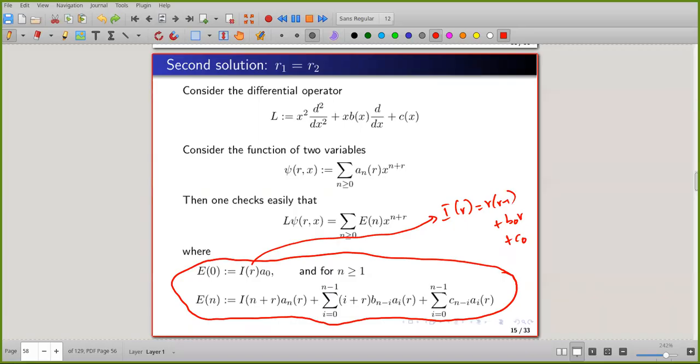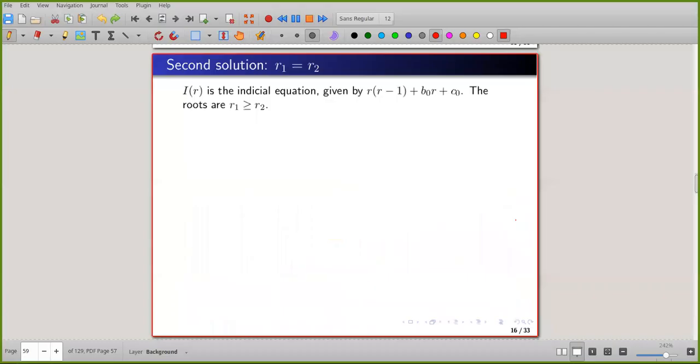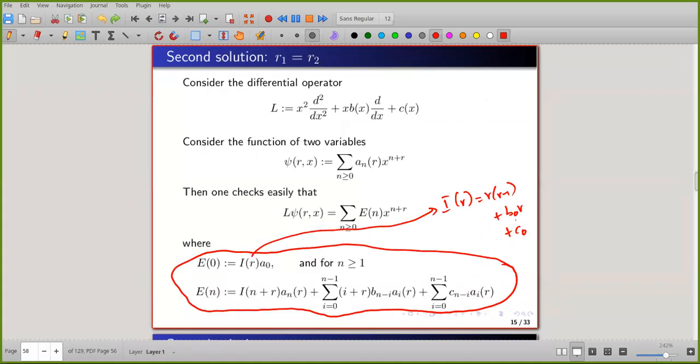And now, I have already written this. I(r) is the indicial equation given by r into r minus 1 plus b0 r plus c0. The roots are r1 greater than or equal to r2. This sentence is not so important right now, but let's just go back and pause over here for a second.